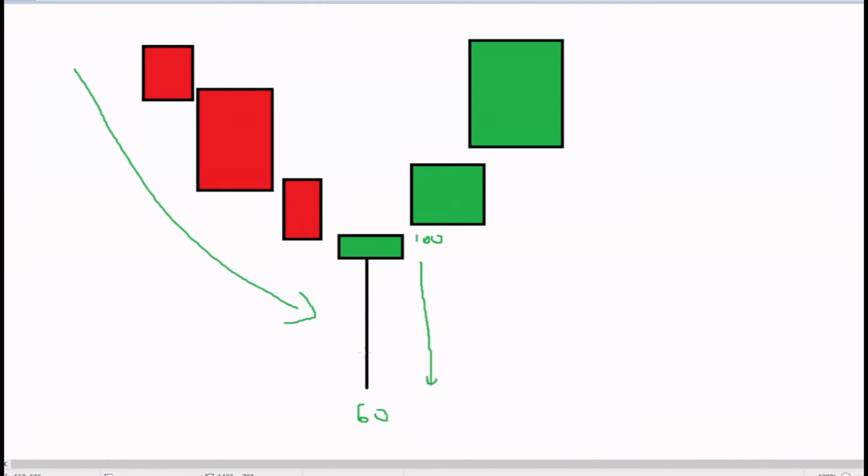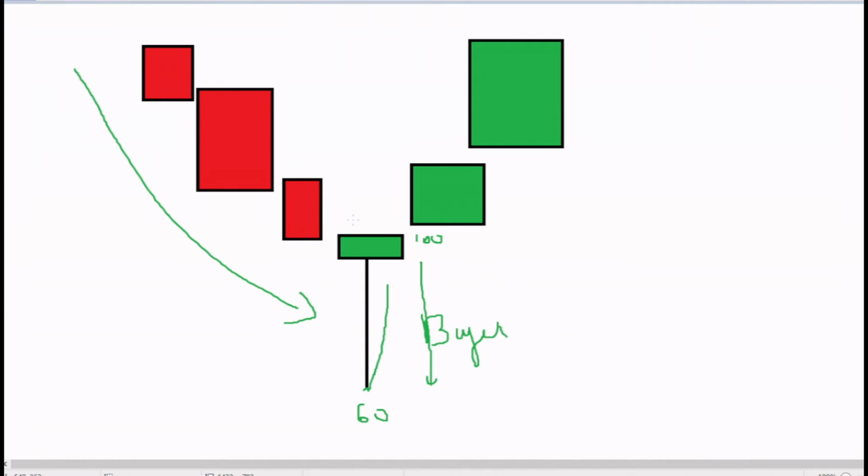Once the price touches this level, there is huge demand, and the price starts moving higher and finally closes at this level. Whenever this happens, it indicates there is demand amongst the buyers. A lot of buyers are getting into the market.